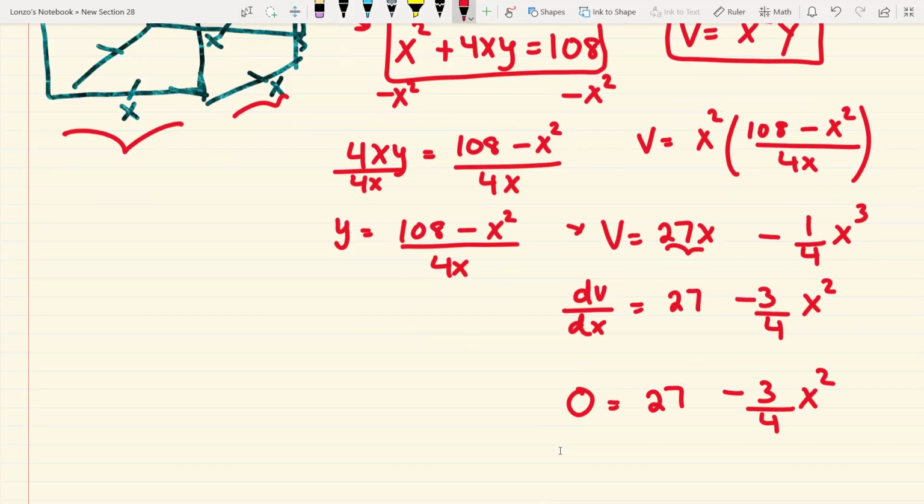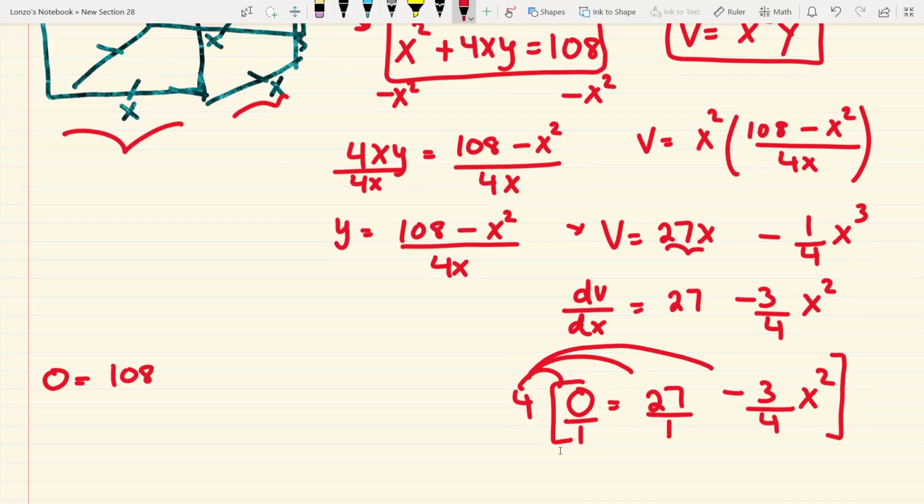And we're going to just solve for x. So how would I do this? Maybe get rid of the fraction by multiplying all three sides by the LCD, which is 4. So 4 times 0 is 0. 4 times 27 is 108. 4 times negative 3/4, the 4's cancel, so you're left with negative 3x squared.